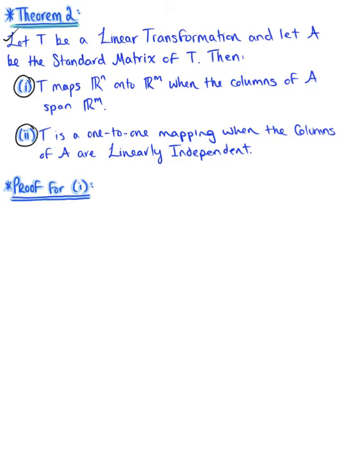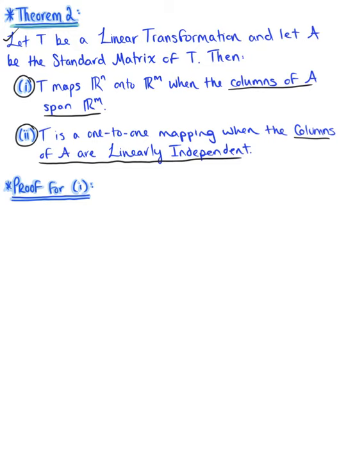So hopefully as we're reading through these together, you're recognizing things we've already seen. The columns of A span Rm. That should be reminding you of the equivalence theorem way back from the beginning of linear algebra. And the columns of matrix A being linearly independent, we looked at that not too long ago. So we are connecting previously established topics to these new ideas of onto and one-to-one mappings.